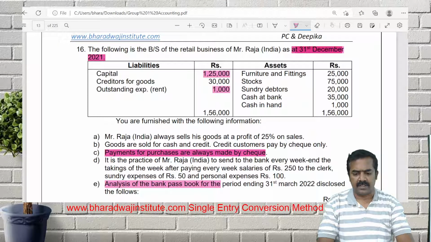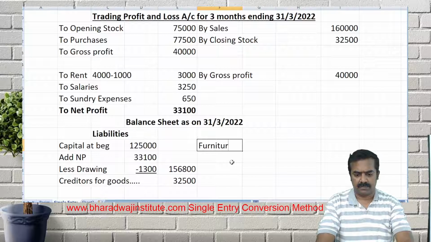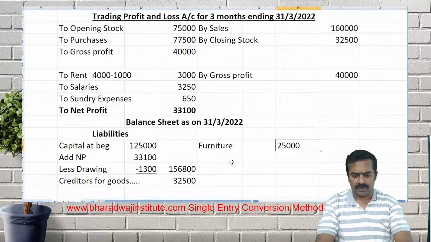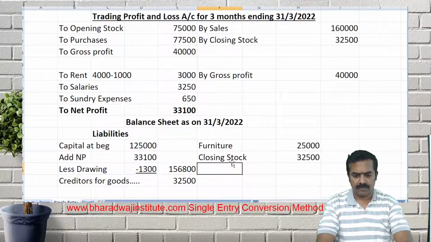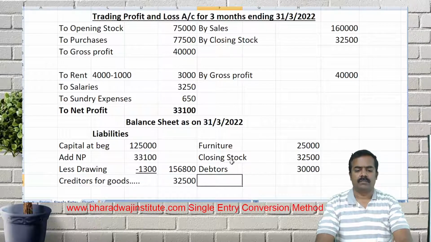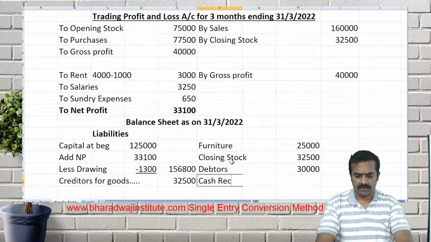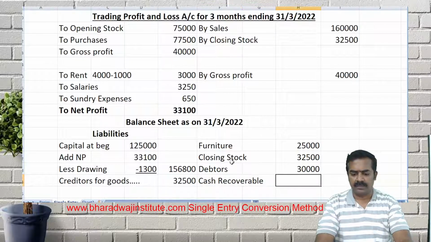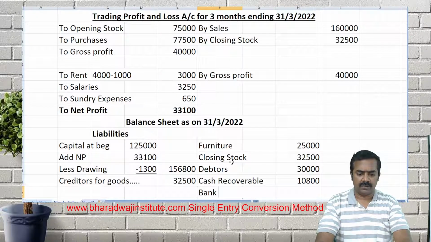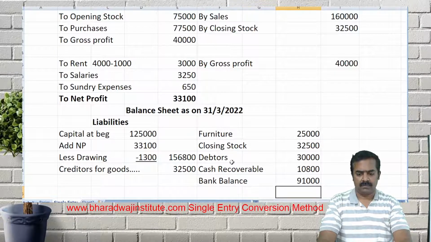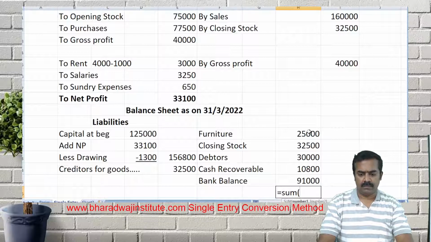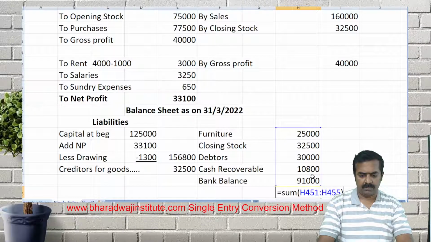Asset side, let us prepare in the same order as the opening. Furniture 25,000. Stock 32,500. Debtors 30,000. Cash recoverable 10,800. Then bank balance 91,000. Closing stock.